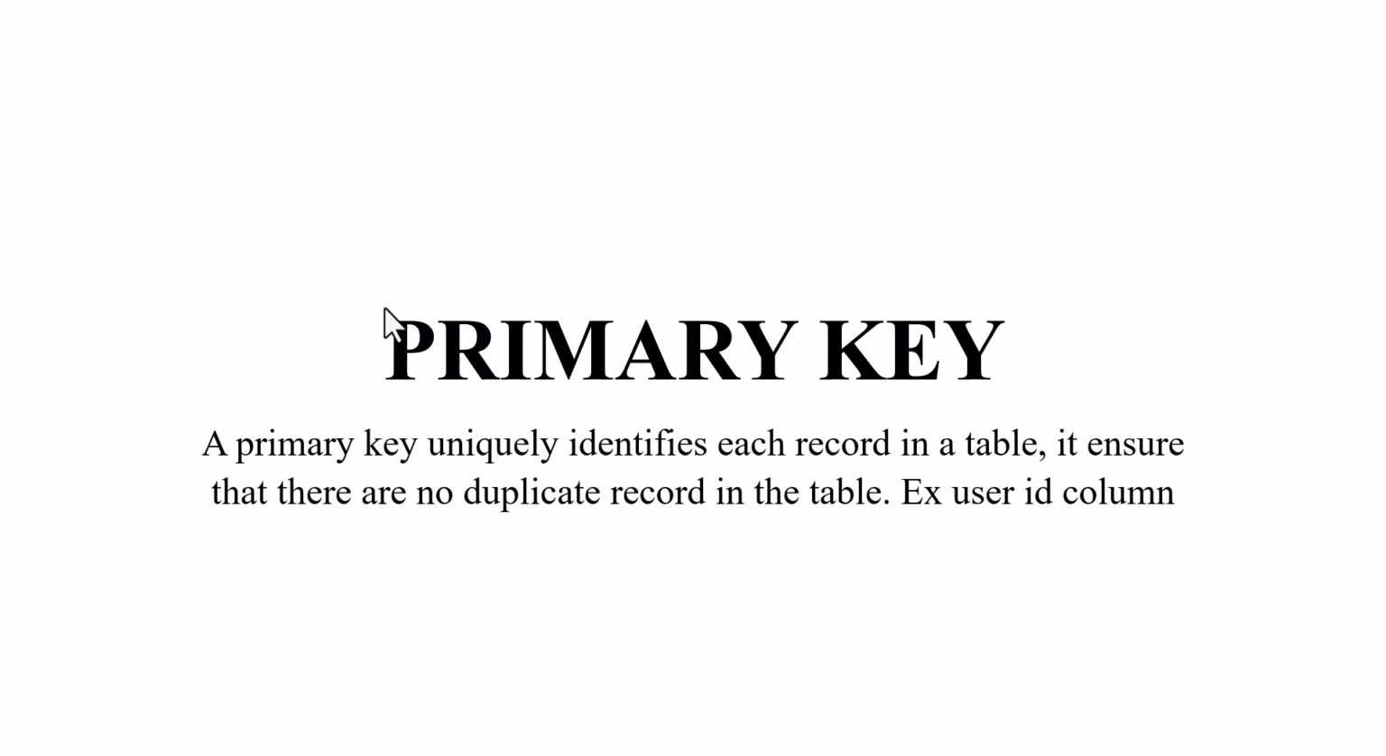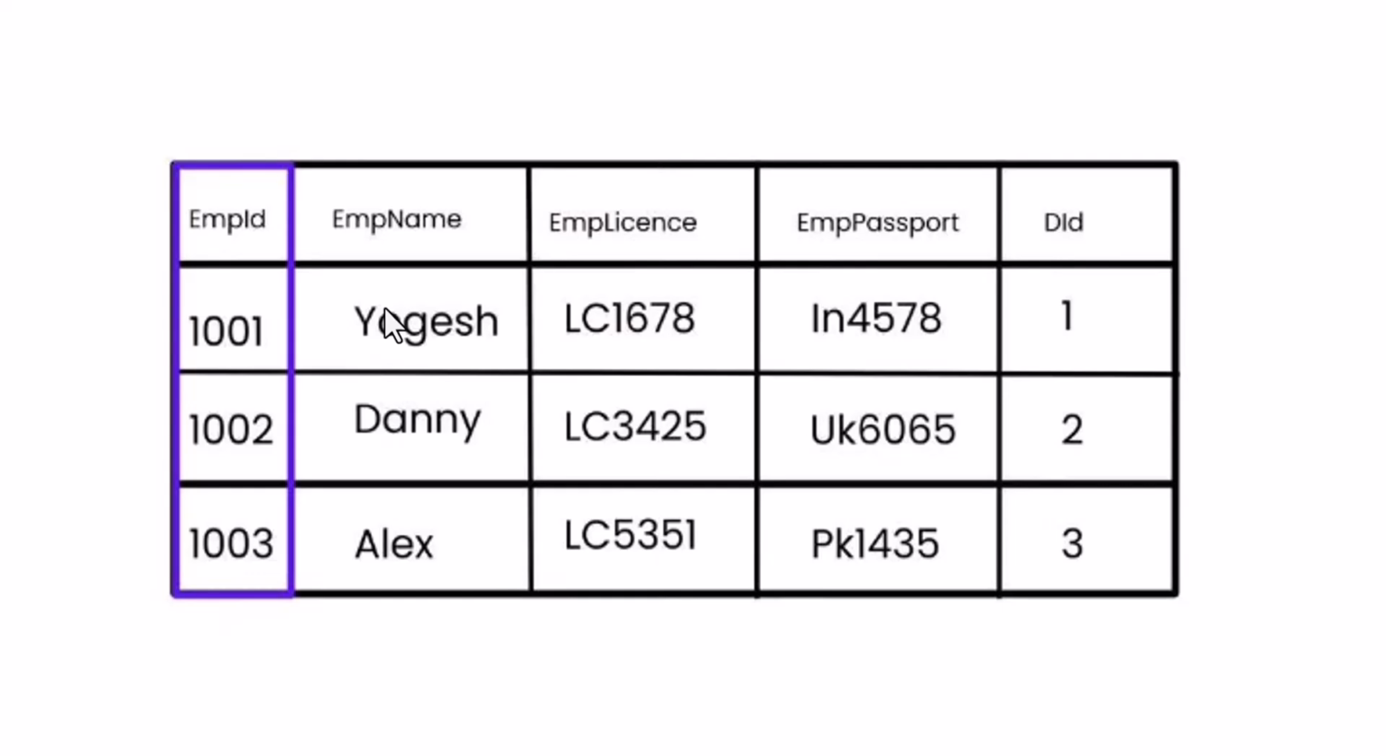Okay, the primary key. A primary key uniquely identifies each record in a table. It ensures that there are no duplicate records in the table. Example, user ID column. So you can see the employee ID is the primary key of this table. So there will be no duplicate in employee ID. That means you cannot insert duplicate records in this table.